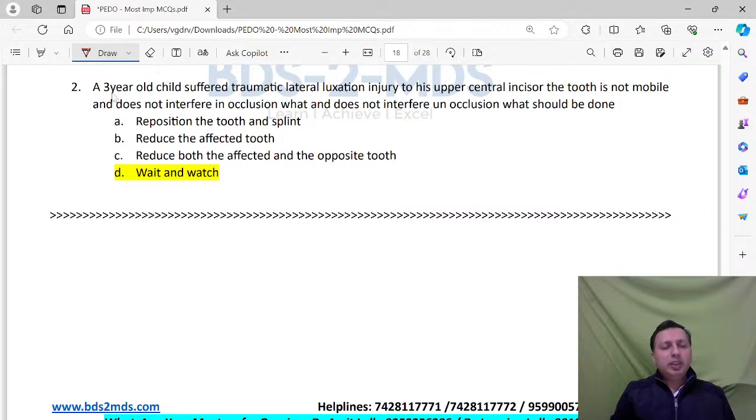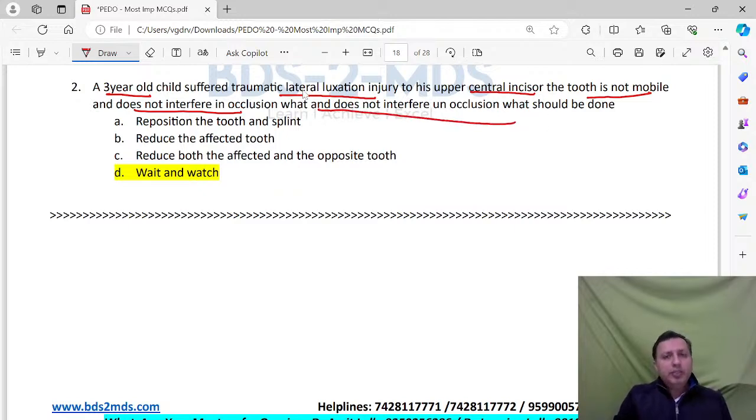The next question is: the patient is 3 years old and the child has a lateral luxation injury to his upper central incisor. The tooth is not mobile and does not interfere in occlusion. And what should be done?